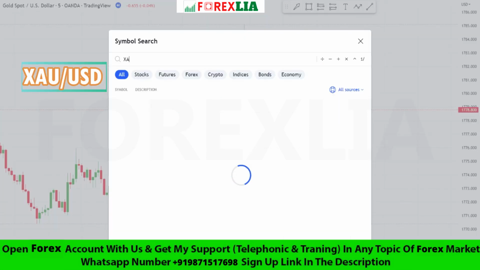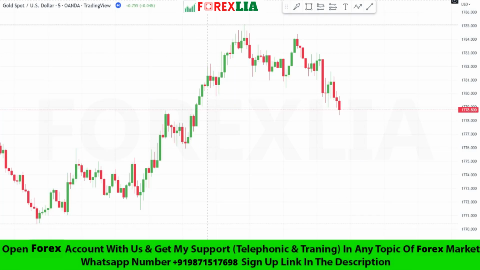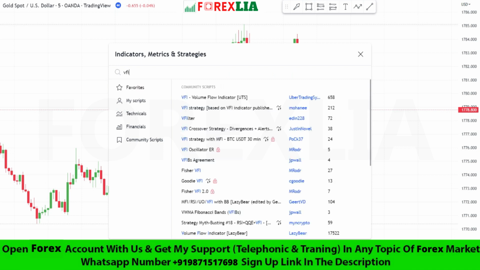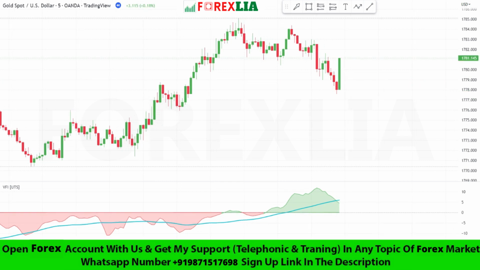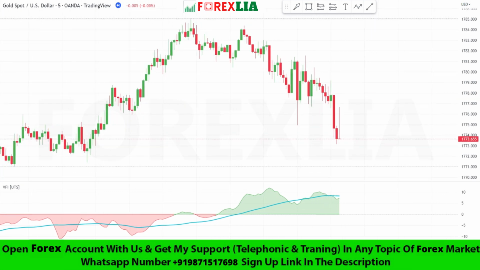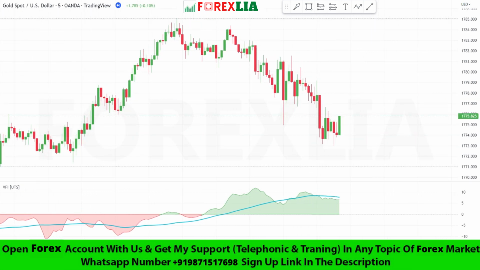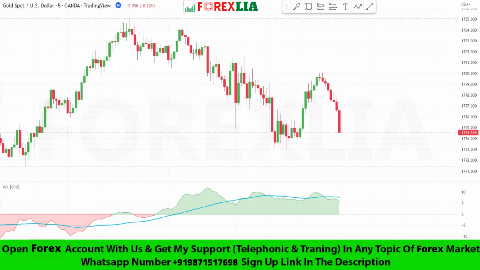First we open gold pair. In 5-minute time frame, this strategy we need volume flow indicator. If volume flow indicator in red cloud and cross zero level line downward, then we take a sell trade.